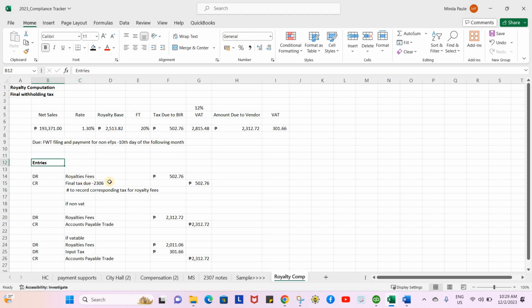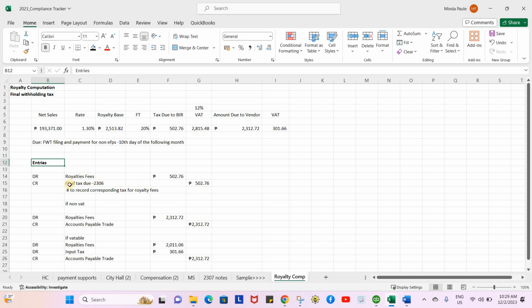I-debit mo ang royalty fees by 502, and then final tax due, ang ginagamit mo 2306 to report sa winithholdan mo na meron kang winithhold na this amount na niremit mo yan sa BIR. So, dapat alam nila yan. Isasubmit mo yun sa kanila when you make payment to the vendor. Now, the entry mo will be royalty fees, debit, credit, final tax due 2306.